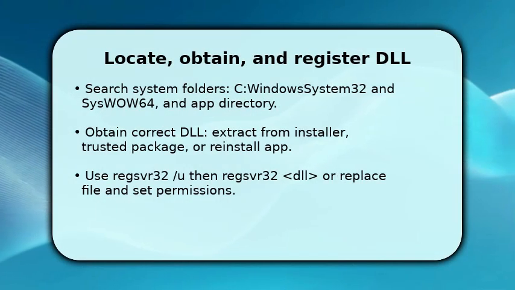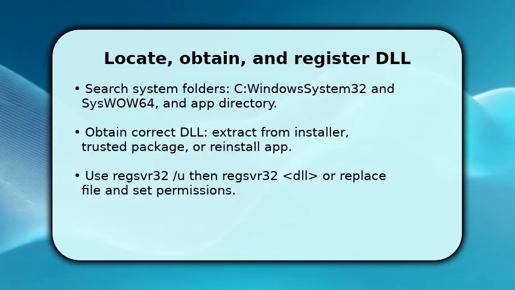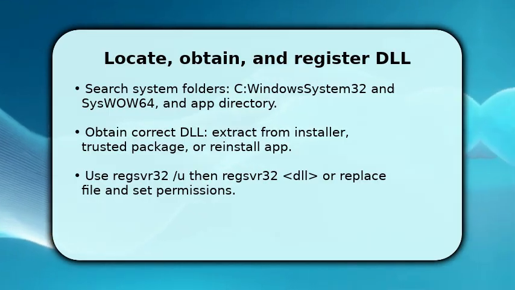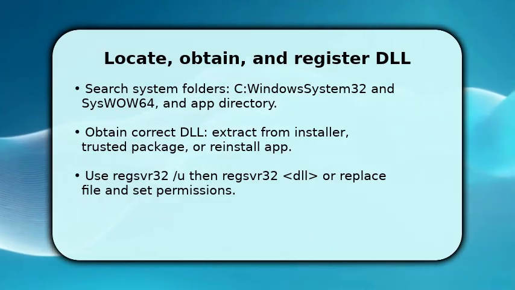Once you know the file and location, search System32, SysWOW64 and the Applications folder. Sometimes the DLL is present but blocked or mismatched. If missing, extract the correct version from the original installer or reinstall the application to get the matching file. Do not download random DLLs.